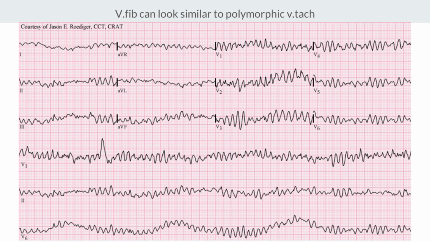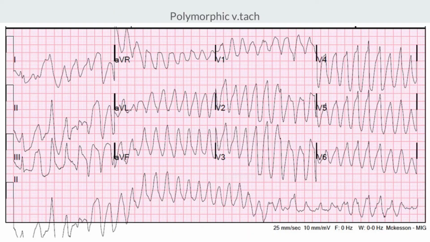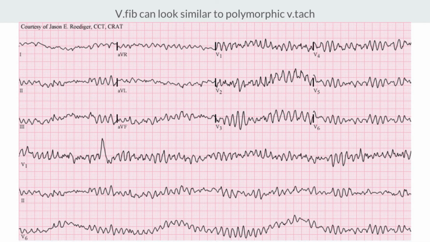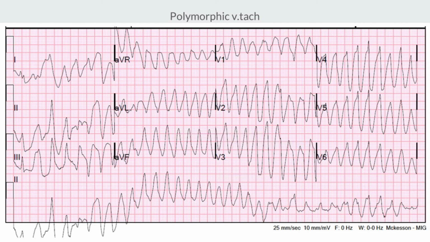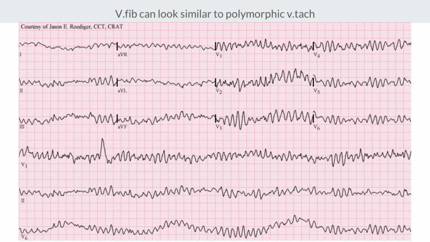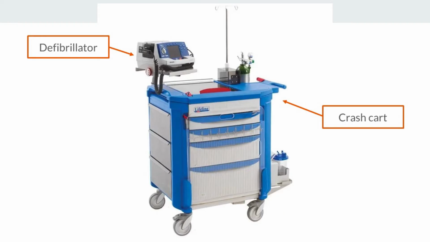Ventricular fibrillation can sometimes look similar to polymorphic ventricular tachycardia. So here's an example of VFib, and here's an example of polymorphic VTach. Again, VFib and polymorphic VTach. While ventricular tachycardia and ventricular fibrillation are both unstable and dangerous rhythms, they are also both shockable rhythms. This means it's possible to electrically shock or defibrillate the patient and restore sinus rhythm.